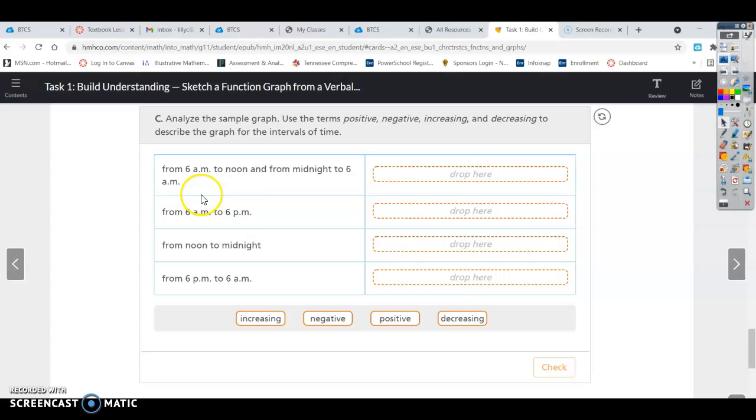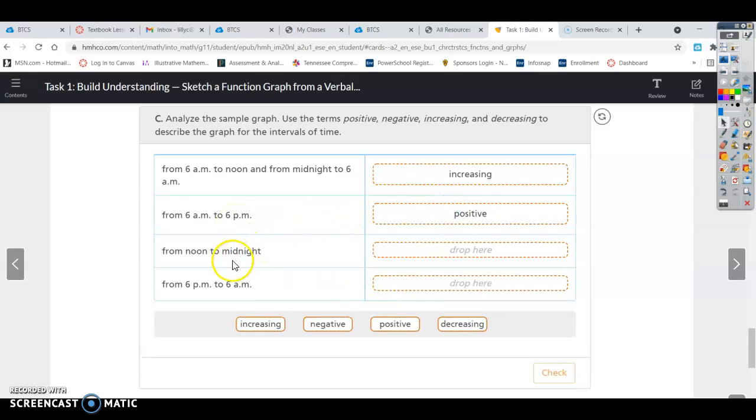All right, it says from 6 a.m. to noon and from midnight to 6 a.m. So let's see, we can use increasing, negative, positive, and decreasing. From 6 to noon, it's going up, but then it starts going back down. From 6 a.m. to noon and from midnight to 6 a.m., those are both increasing. Those are going up. And from 6 a.m. to 6 p.m., those are positive because those are all above your zero. From noon to midnight is continuing to go down, so that would be decreasing.